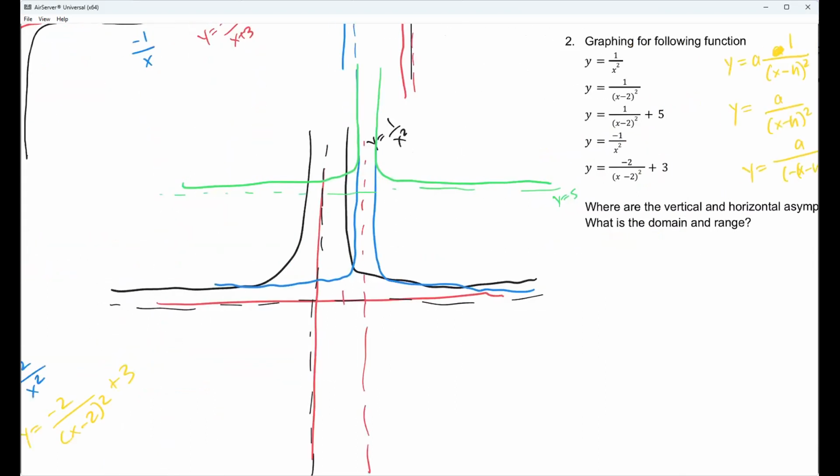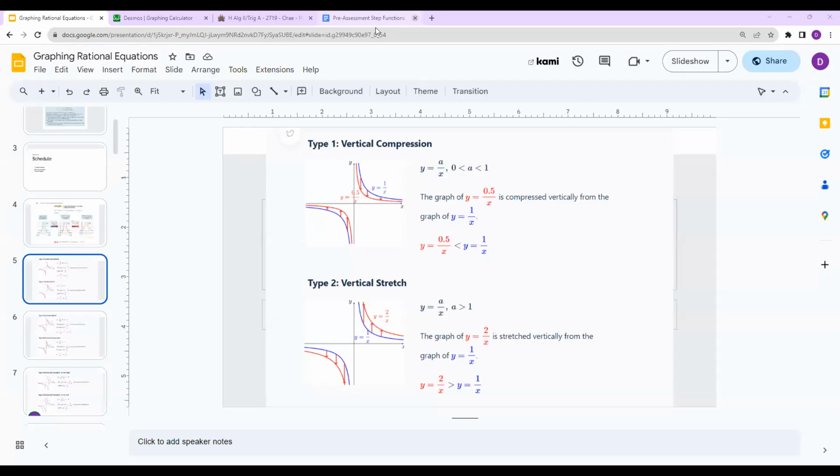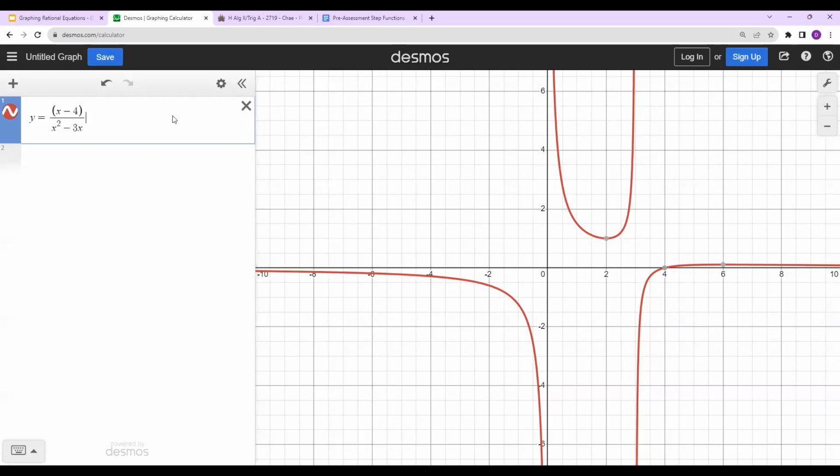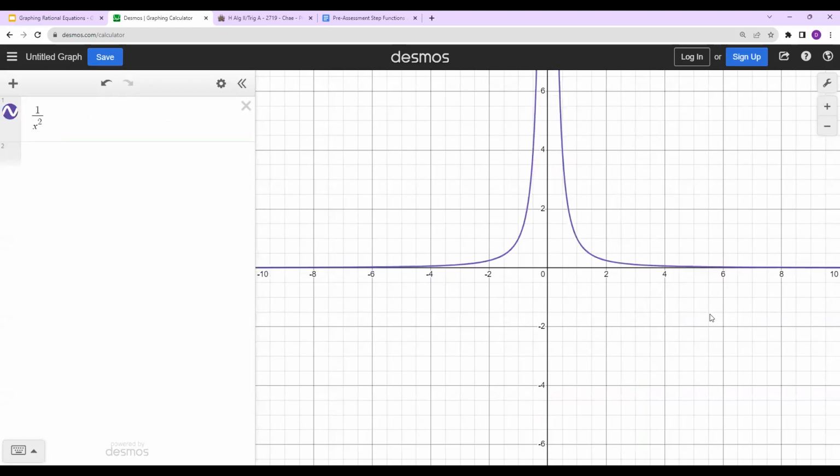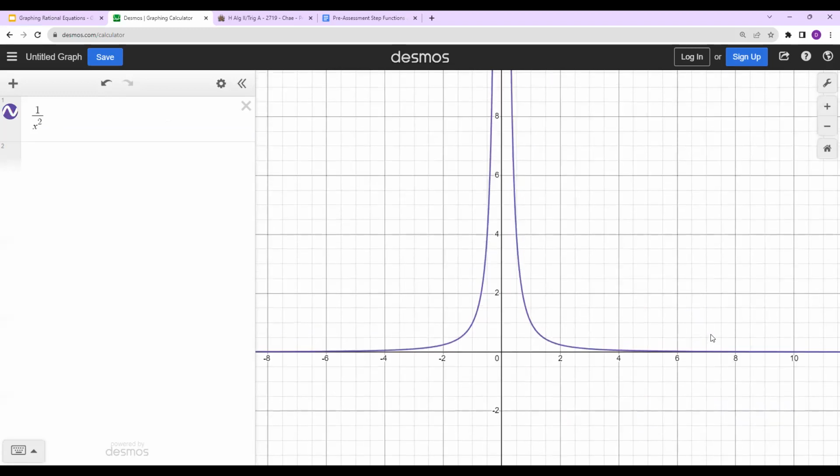You know what? Let's look on Desmos. It looks a lot cleaner. All right, so let's do that. Let's look at it right here. So here we go. 1 over x squared looks like this, right? You guys good? There we go with that.